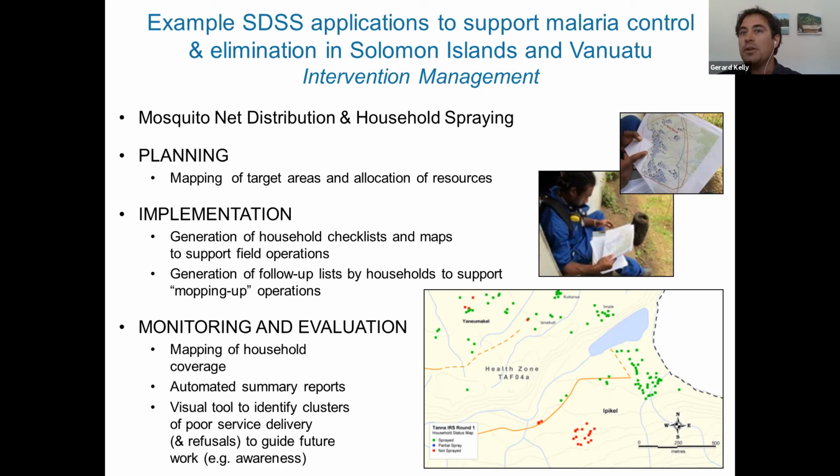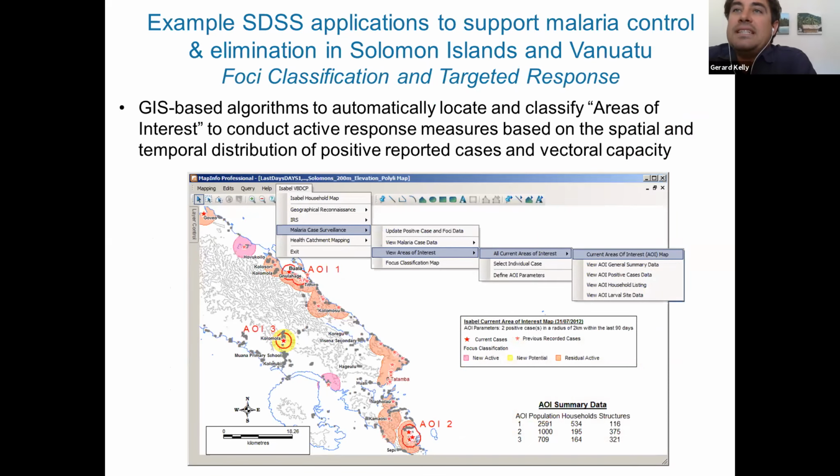And that means they have no locally transmitted cases of malaria. It still is susceptible to malaria through imported cases, but they have by definition eliminated malaria, which is really cool. Another example, and this is a little bit more interesting, and this kind of relates to our WISH project in the sense that we also implemented the use of automated algorithms to automatically locate and classify what we called areas of interest and utilize those to conduct targeted response measures where we were finding transmission.